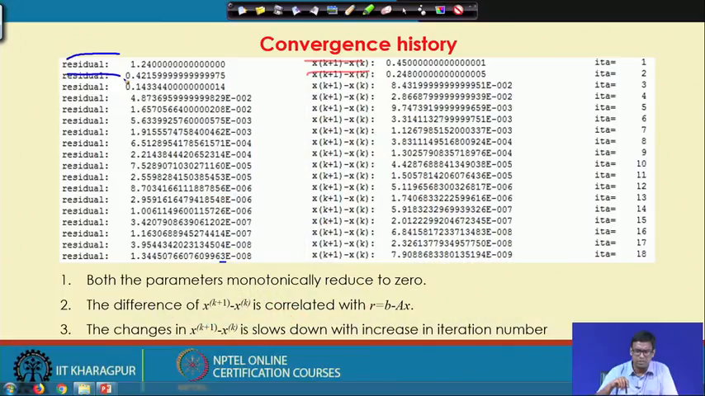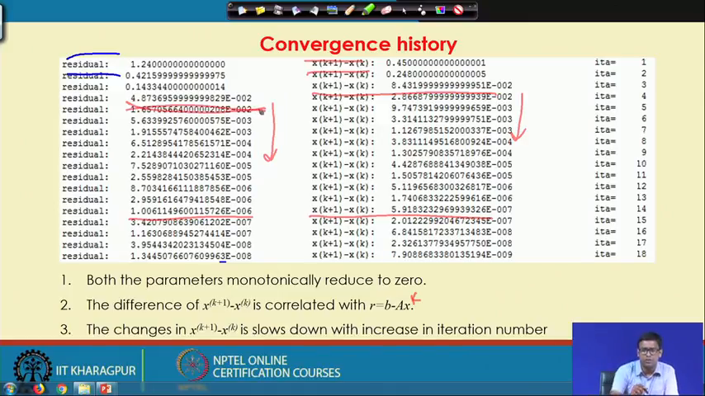Why? Because every time the residual is being multiplied by G to the power k, which is reducing the norm of the vector. The difference x^(k+1) minus x^k is correlated with the residual r equal to b minus Ax^k. As the residual and the difference are correlated, if one is reducing, the other is also reducing. The smaller the value of x^(k+1) minus x^k, the smaller the residual is also. So, they are related.